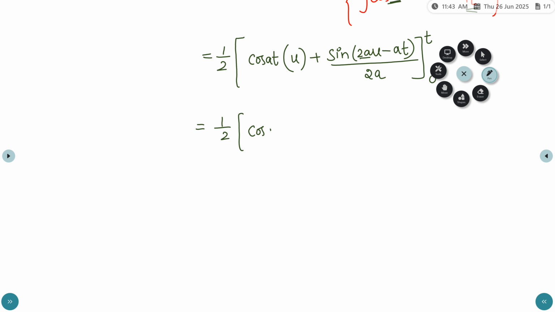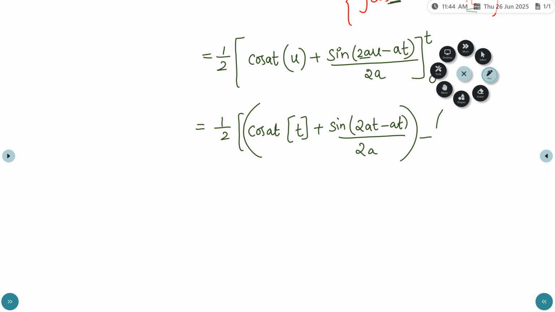So cos at is taken as a constant. For the upper limit, t, first apply the upper limit. Cos at into t, sin of, in place of u just substitute t, 2at minus at, divided by 2a. That is our upper limit. Minus the lower limit. The lower limit is 0, so in place of u just put 0.